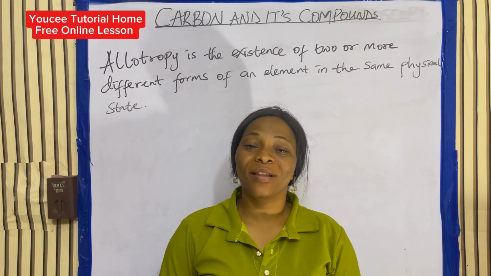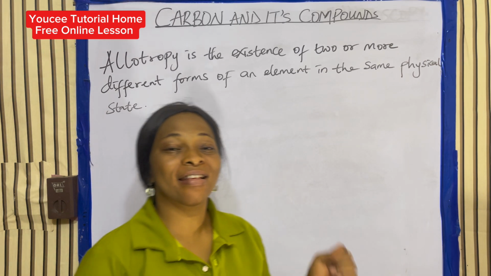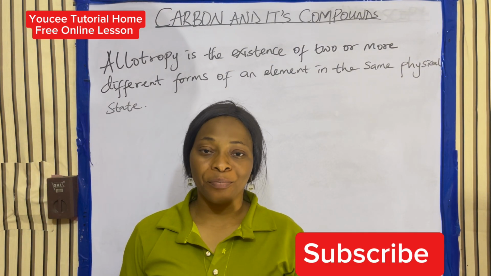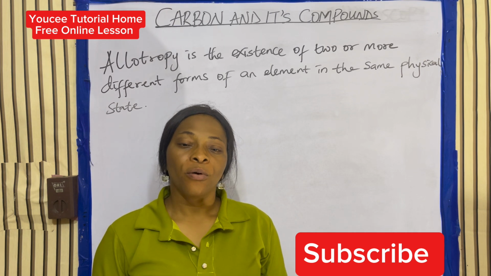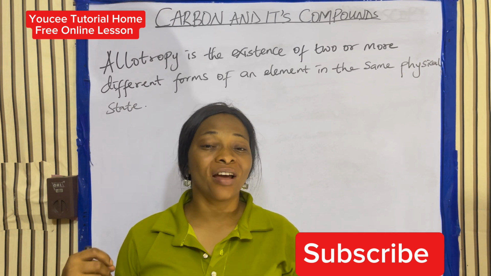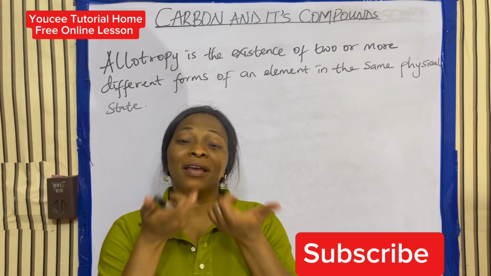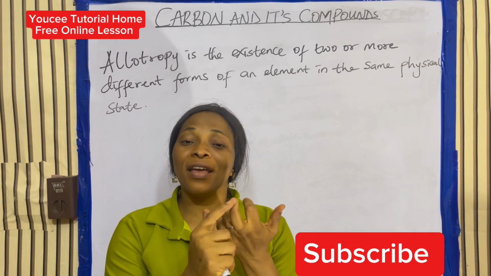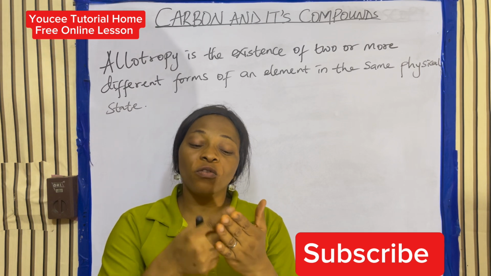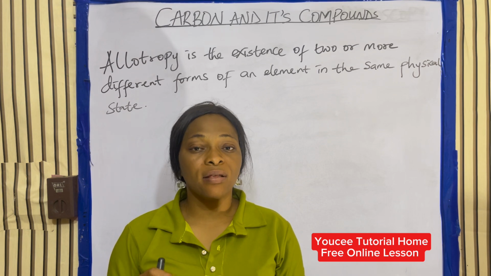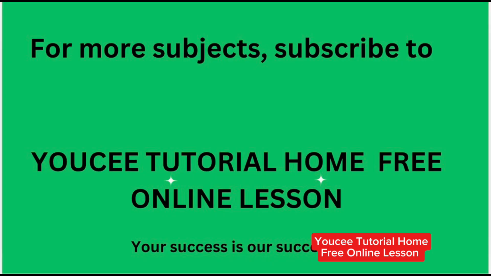Basically, today we'll be discussing carbon and its compounds. We know that carbon exists naturally in the atmosphere. For example, we can find carbon in the shells of sea animals. We can also find carbon in our teeth, in our fingers. Even the constituent of our body is made up of carbon. So carbon is an interesting element to study.